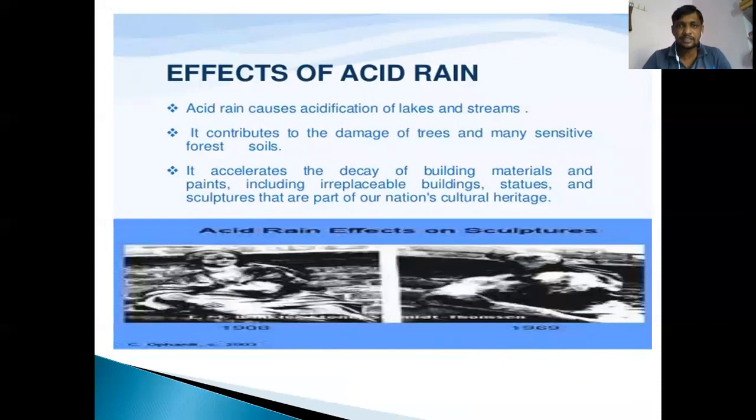So what are the effects of acid rain? Acid rain causes acidification of lakes and streams. That means, see, if this acid rain falls in the water, slowly the water will change to acid. It will also damage the trees and sensitive forest soils. That means even the soils will be barren because of these acid rains. It will destroy buildings, statues, sculptures, etc. And it also damages the nation's cultural heritage.